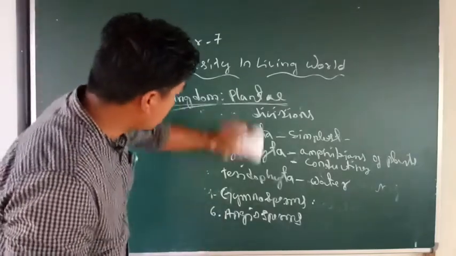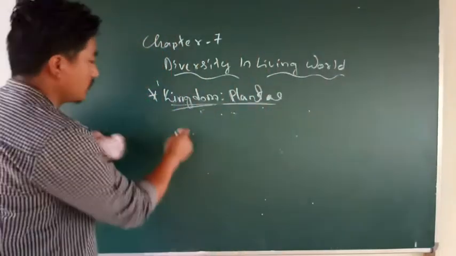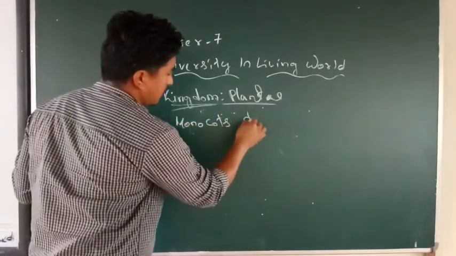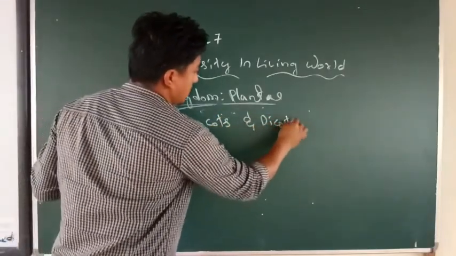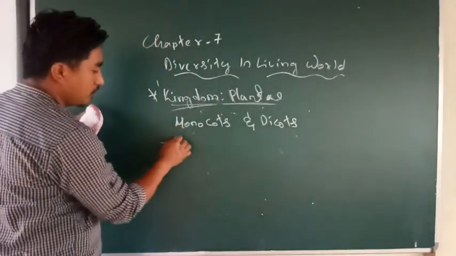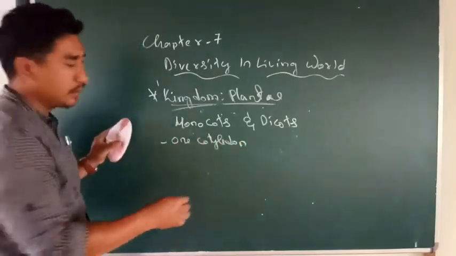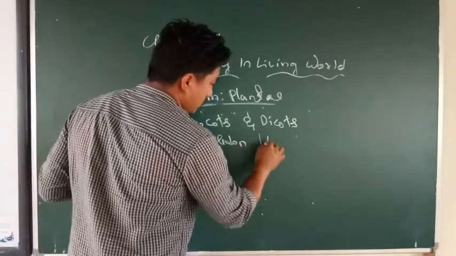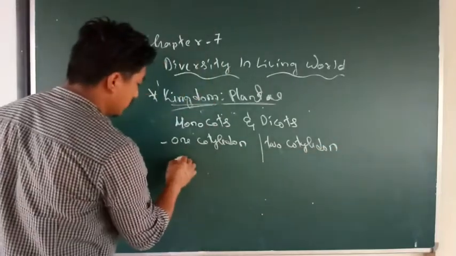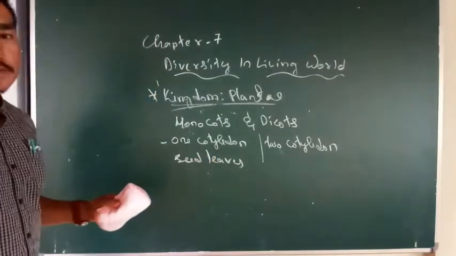We have another category of plants known as monocots and dicots. Monocots are those which have only one cotyledon, and dicots are those which have two cotyledons, also known as seed leaves.